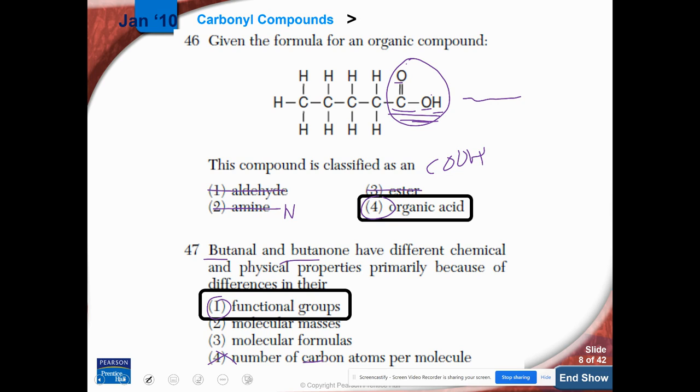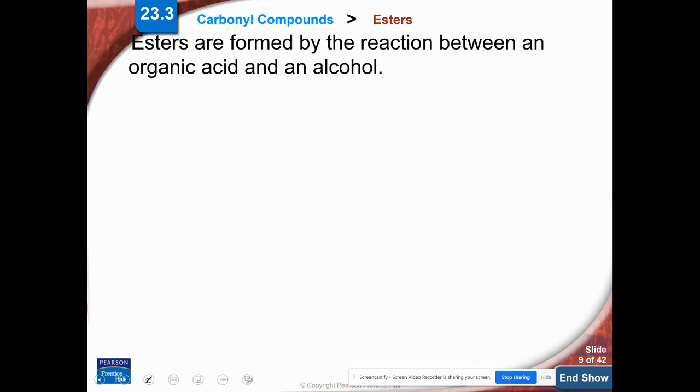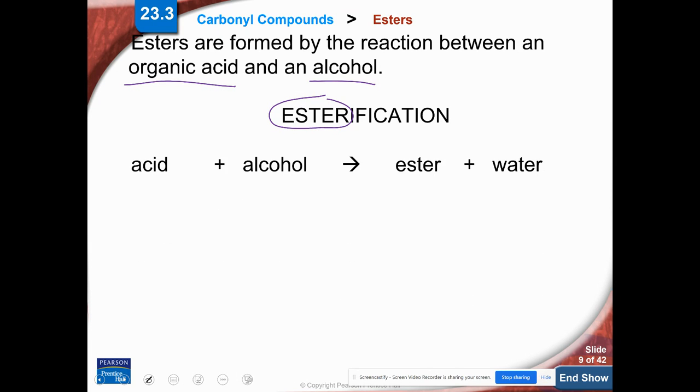So now we're going to talk about our first organic chemical reaction. And we'll spend more time on organic chemical reactions when we do our organic reactions unit. But for now, let's talk about where these esters come from. So esters are formed by the reaction between an organic acid and an alcohol. So our organic acid functional group and our alcohol functional group are going to combine together in a reaction called esterification. Notice that the prefix is ester. So if you're forming an ester, the reaction is called esterification. So you have an acid and an alcohol makes an ester and water.